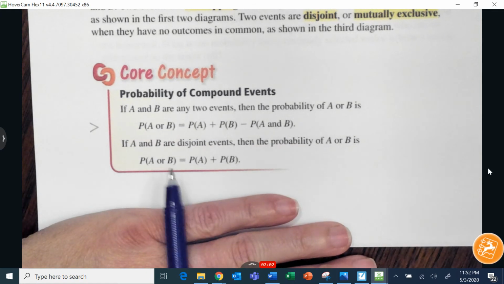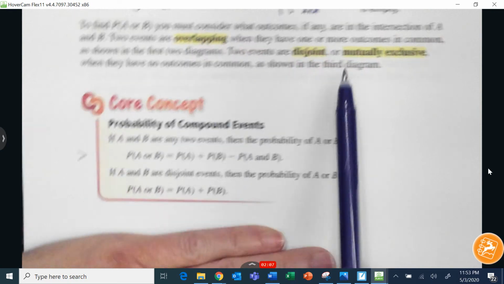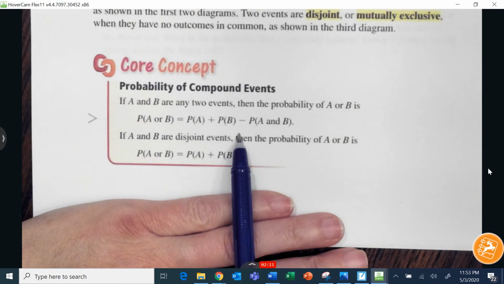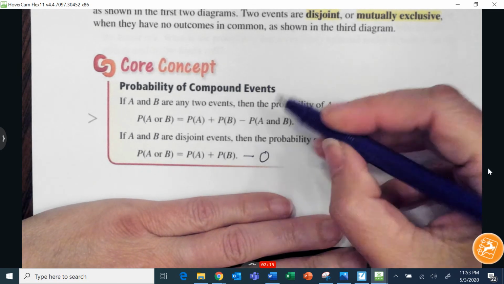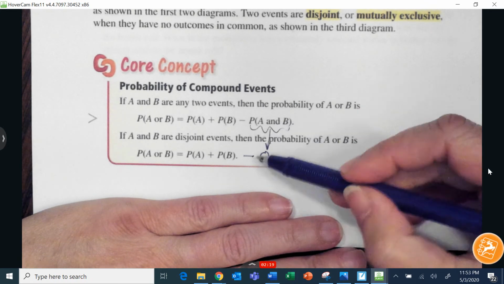This one says if they are disjoint, which means they have nothing in common already, then you would just do the probability of A plus the probability of B. This would mean that you would subtract nothing from them. So the probability that they have anything in common would be 0. These are the exact same formula.